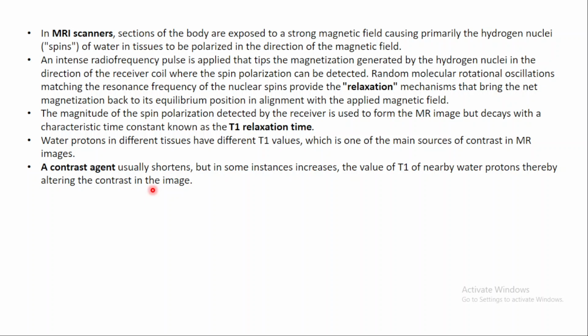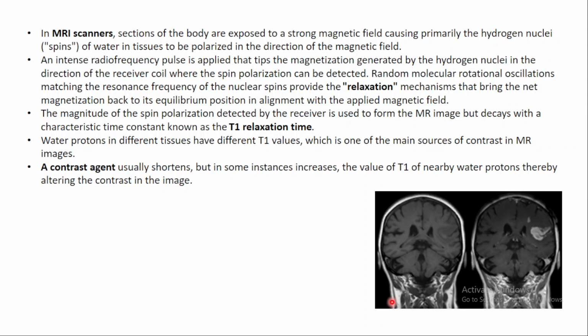Now here comes the role of a contrast agent. A contrast agent usually shortens, but in some instances increases, the T1 value of nearby water protons, thereby altering the contrast in the image. So what will the contrast agent do? It will reduce the T1 relaxation time between different tissues so that the contrast can be altered at will, and therefore produce a high resolution MRI image or scan.